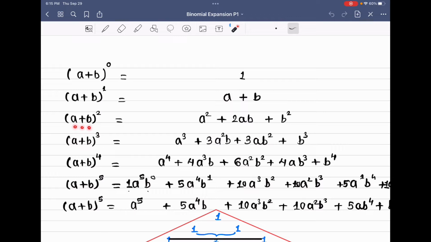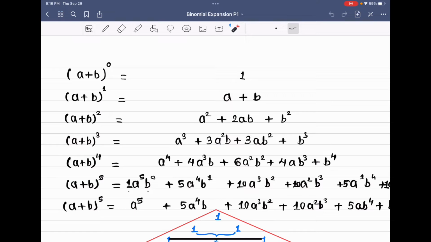(a + b) squared is a squared + 2ab + b squared. (a + b) raised to 3 is a cubed + 3a squared b + 3ab squared + b cubed. (a + b) raised to 4 is a to the 4 + 4a cubed b + 6a squared b squared + 4ab cubed + b to the 4, and so on.